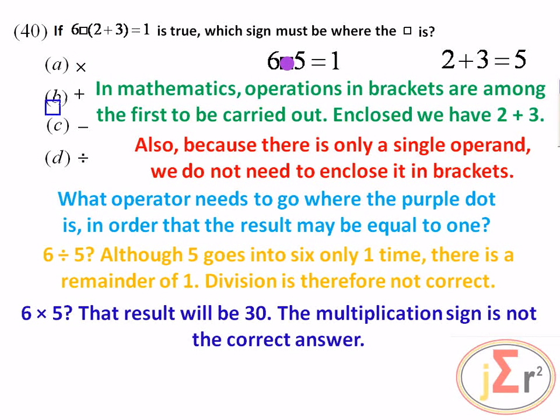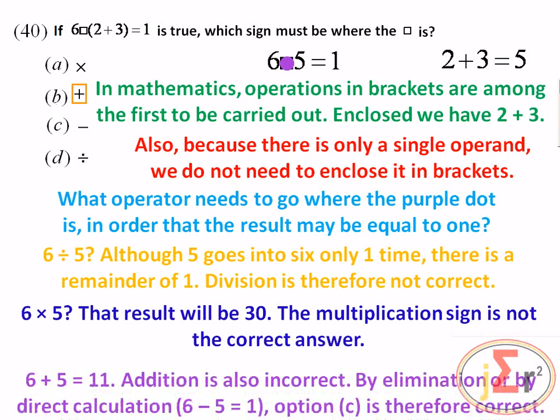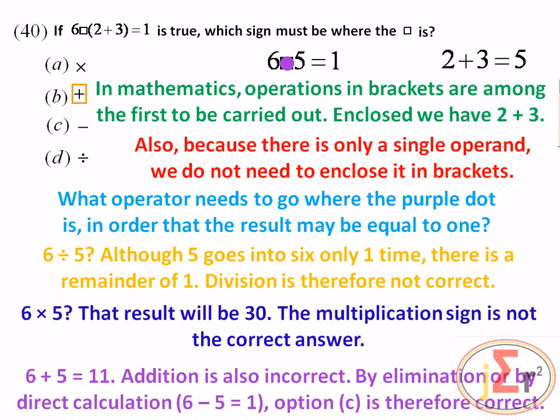And if there is any operation that is left, then we know 6 plus 5, that's equal to 11. Addition is also incorrect. By elimination or by direct calculation, 6 minus 5 is equal to? 6 minus 5 is equal to 1. So option C is therefore correct.